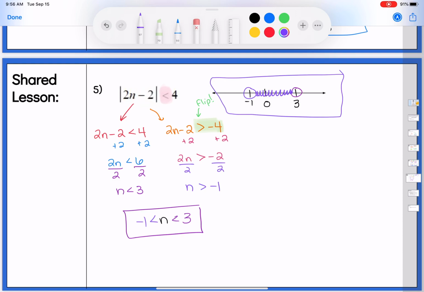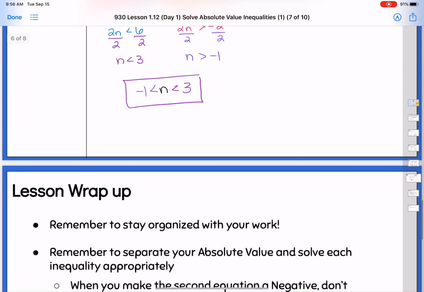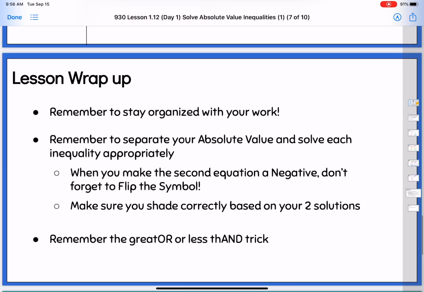All right, so hopefully you're getting the hang of it. This is just the intro. We'll be doing more practice with it tomorrow. But just remember to stay organized. Separate your absolute value and then solve each inequality. Don't forget to flip that symbol on the one that you make negative. And then make sure that you shade correctly based on your two solutions and also based on that symbol at the beginning. Greater is an or, shades out, away from 0. Less than is an and, shades towards the 0. And hopefully that helps you.